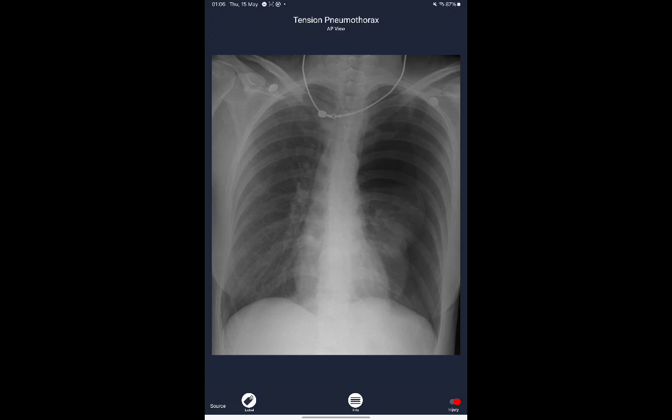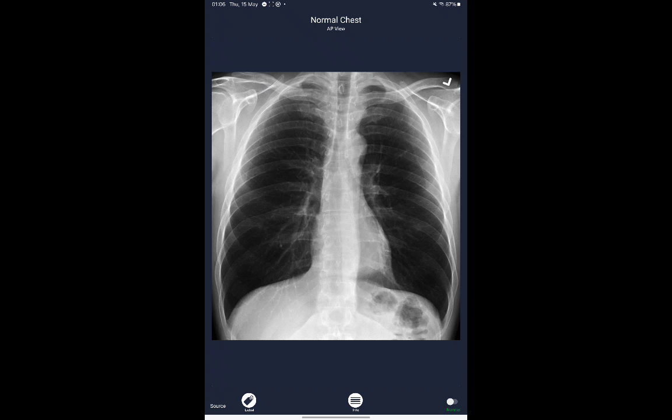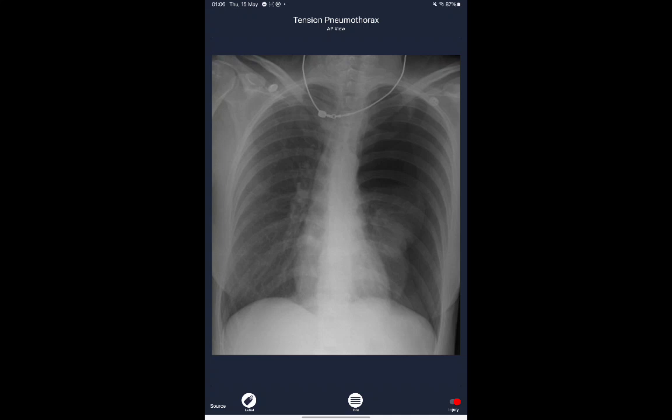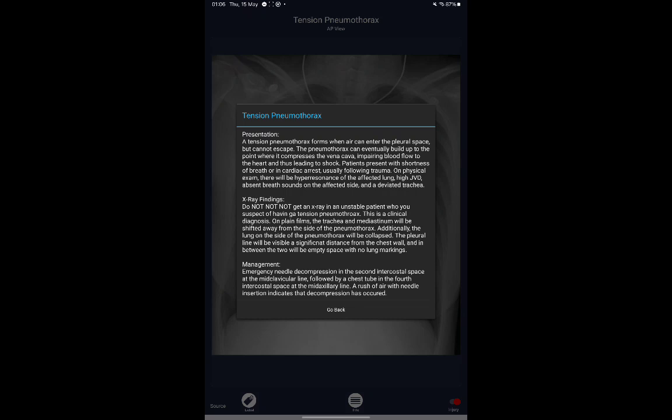Now let's move from the normal chest X-ray to the pathological chest X-ray, starting with the first and most important emergency in the chest, the pneumothorax. In theory, a tension pneumothorax forms when air can enter the pleural space but can't escape. The pneumothorax can eventually build up to the point where it compresses the vena cava, impairing blood flow to the heart and thus leading to shock.